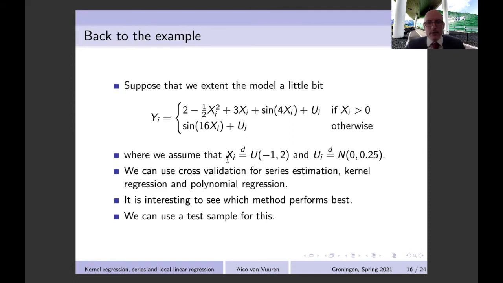Still, I'm going to make the same assumptions as what we had before. x_i is going to be uniformly distributed between -1 and 2. And u_i is going to be normally distributed with a mean equal to 0.